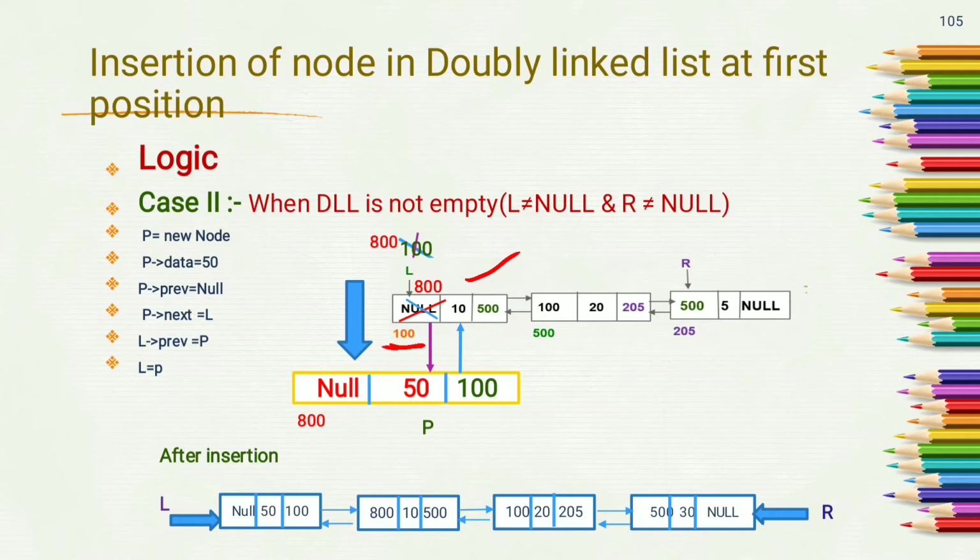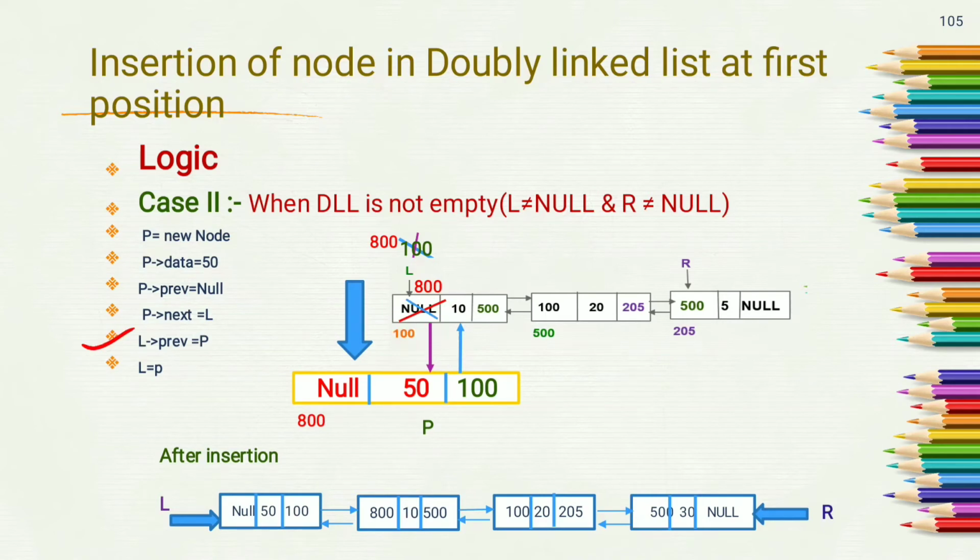So we have to write P next equals to L. Now P is pointing to this node. Then we have to change the previous pointer of this node into the address of this node, as after insertion, P node will be the previous node of this node. So this node is L. L previous pointer is equal to P.